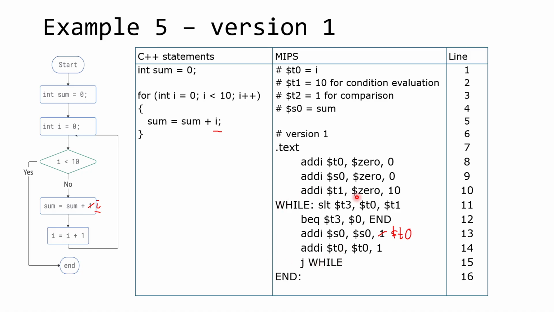Now, when they jump to while, T0 is 10. Is it less than T1? No. Now, T3 becomes 0. So 0 in T3 is equal to register 0. Now we branch to N. Okay, so this is how we use the loop with some operations.